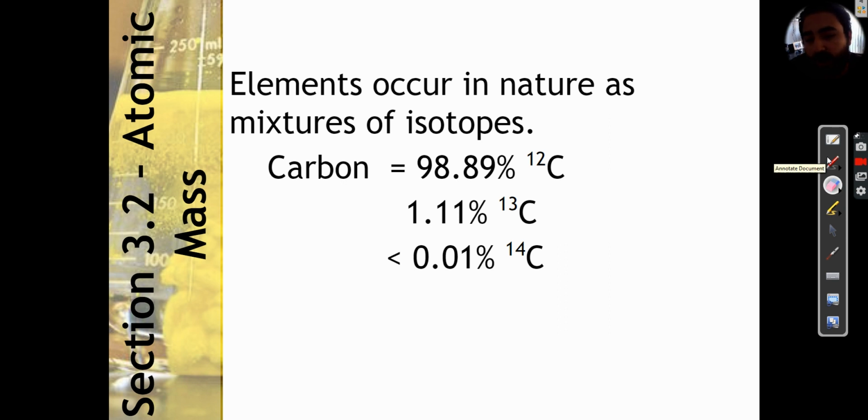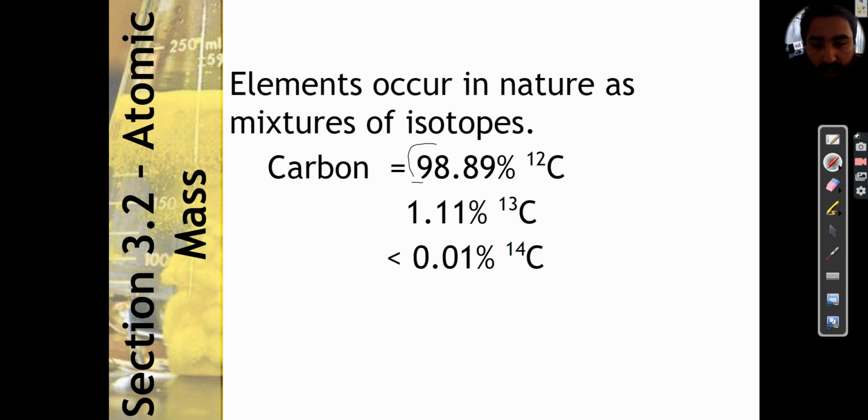Now, right here, this is what's called a percent abundance. Out of the majority of the carbons that exist, 98.89% of them have a mass of 12. 1.1% have a mass of 13, and less than 0.01% have a mass of 14. So all the other ones that you see, they're less than 0.01%. So we can kind of ignore them in the calculation.